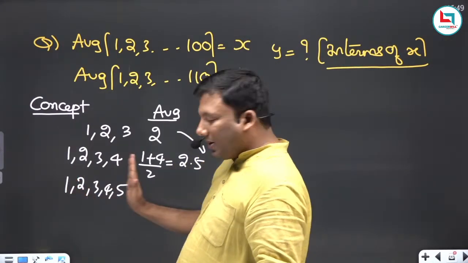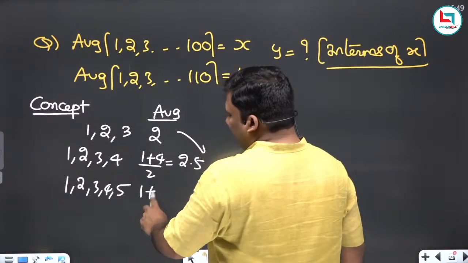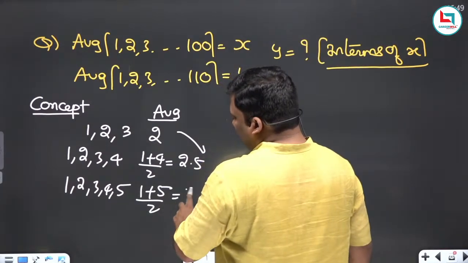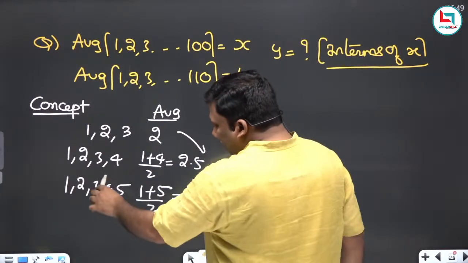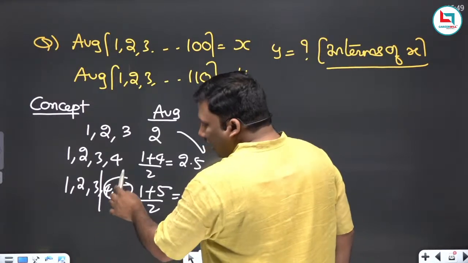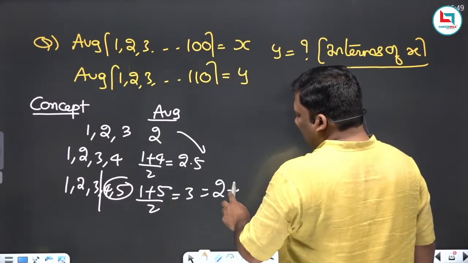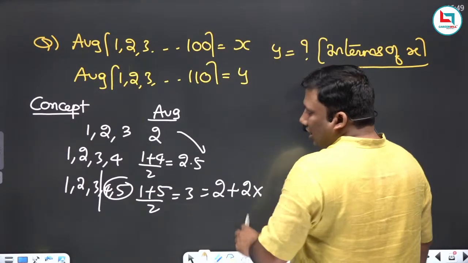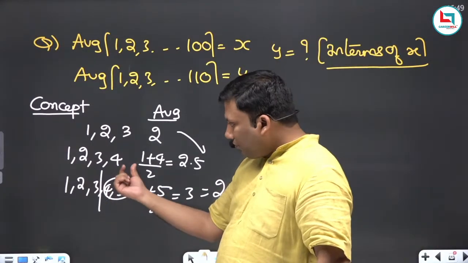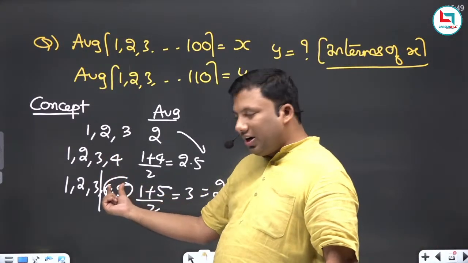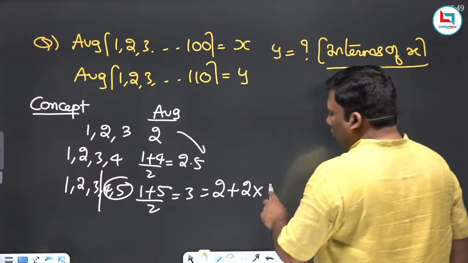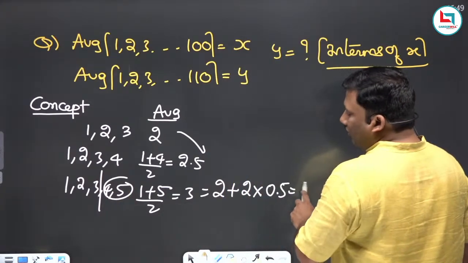The average is first term plus last term: (1 plus 5) by 2, 6 by 2, it is 3. After 3, how many numbers did I add? 2 numbers. For those numbers, the average increased by 0.5 each. Here, 2 numbers, 2 into 0.5. Are you all with me?